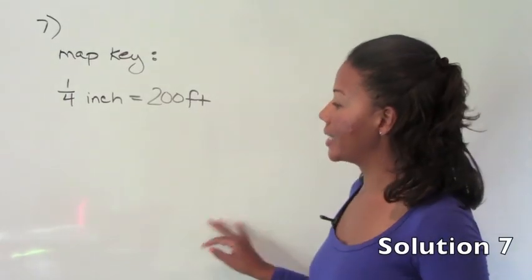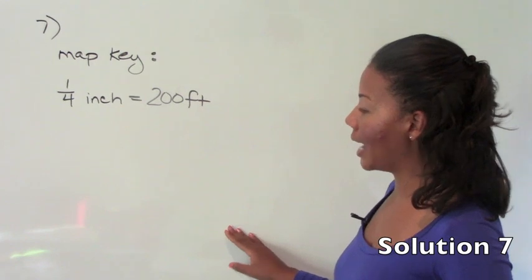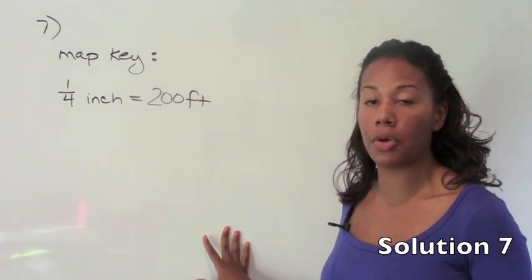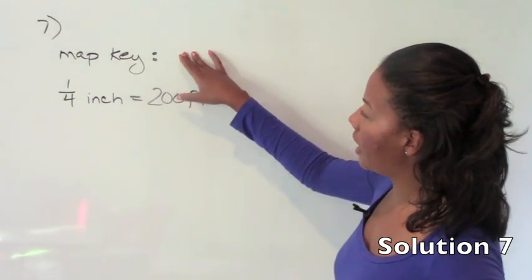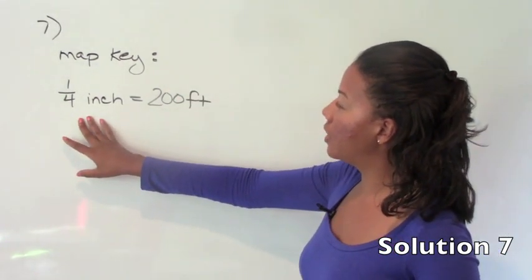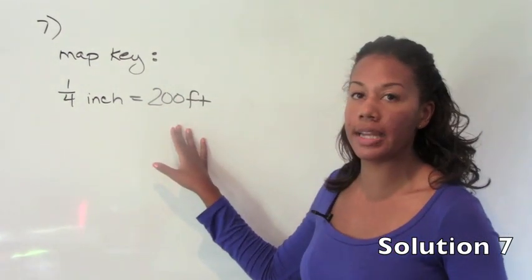Number 7 asks us how far apart a water slide is from a particular roller coaster at a park. So the map key says that 1/4 of an inch represents 200 feet.